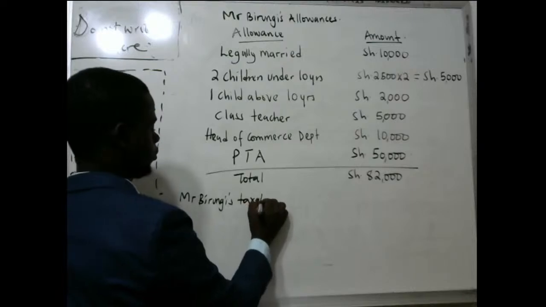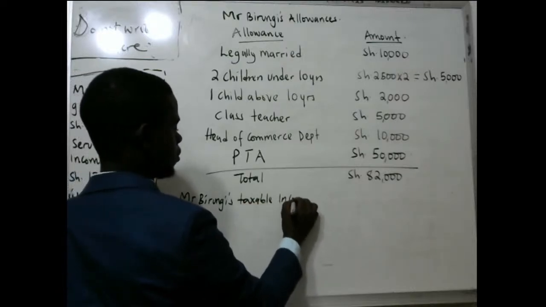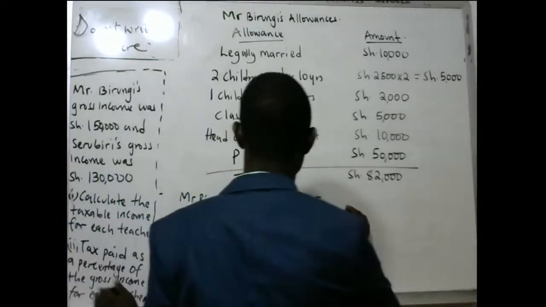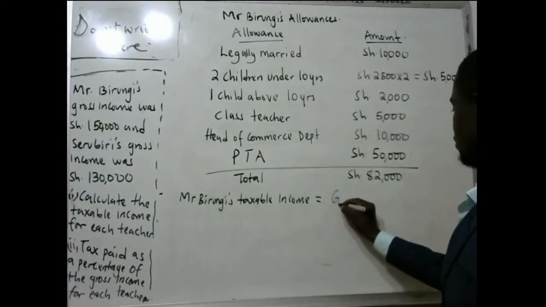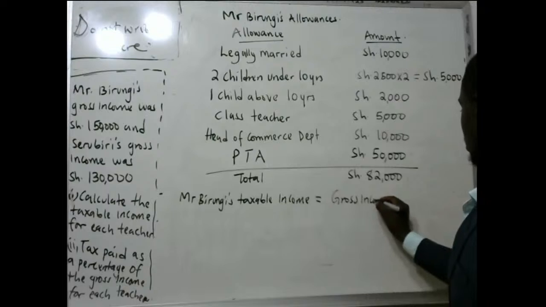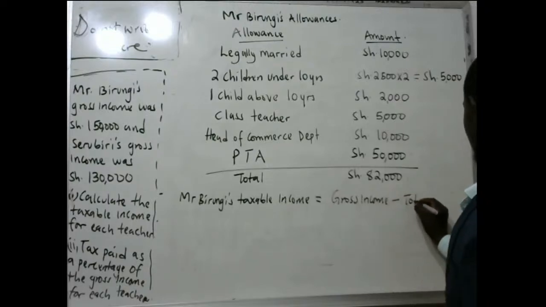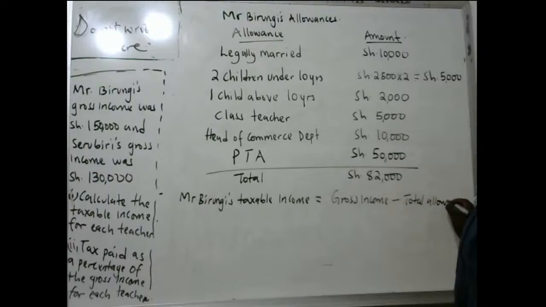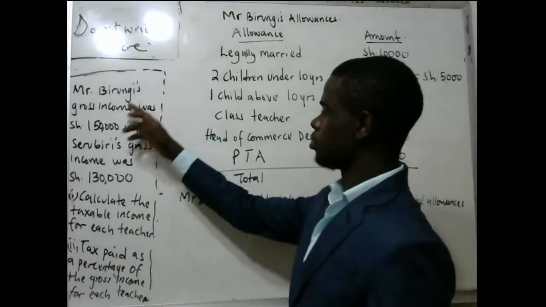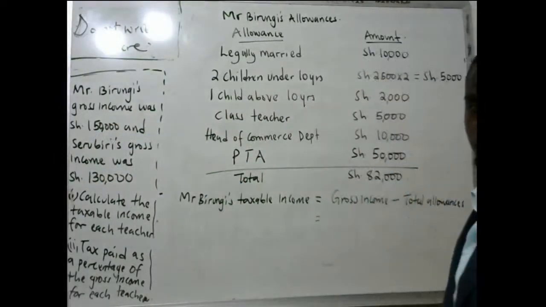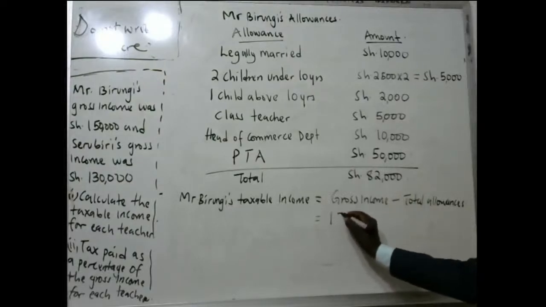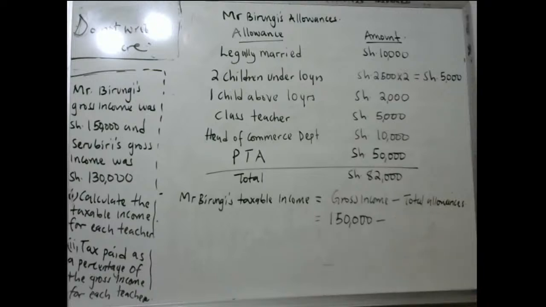Taxable income is equal to gross income. Let me first write the formula again. Minus the total allowances. You remember this? We looked at it last time, no? So what is the gross income? You look into the question. Mr. Birungi's gross income was shillings 100 and 50, minus what? Minus the total allowances.